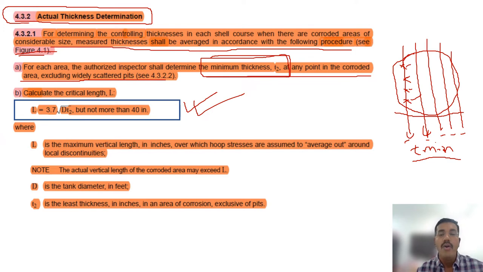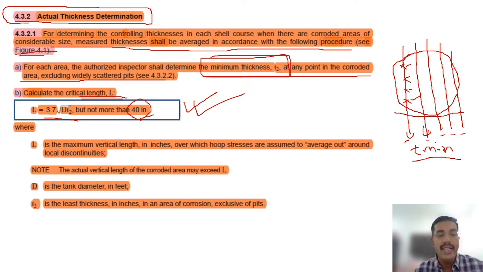By this we can find out the critical length, which is called L. There is an exam question to find out the critical length. Critical length means the area which is more susceptible to corrosion, more susceptible to damage. Critical length is calculated by the formula 3.7 root over D T2, but not more than 40 inch. This is important. Sometimes the values come more than 40, so you have to consider 40 inch only.